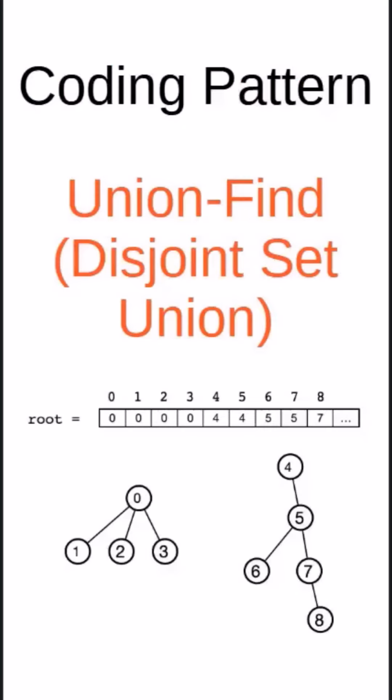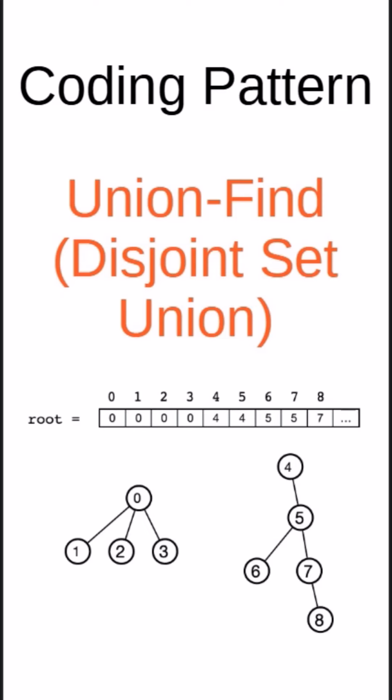Happy coding. Let us explore the union find pattern. It is a powerful technique for efficiently maintaining disjoint sets and performing operations like union and find. Whenever you need to work with disjoint sets and perform operations like merging sets and finding the representative element of a set efficiently, we use this pattern.